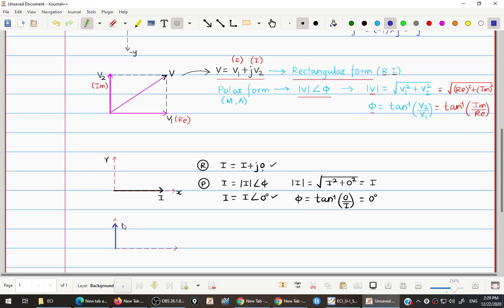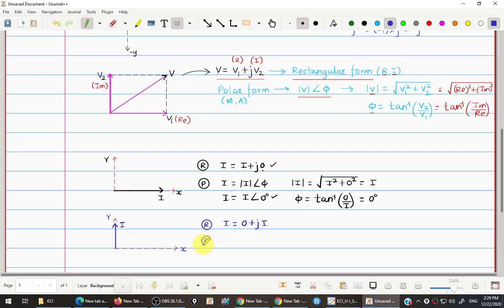So friends, suppose this is your current I and this current I is lying on the y-axis. Suppose the real part is absent. On the x-axis you have nothing, the real part is 0, and on the y-axis you have this current. First of all, we will represent this using rectangular form. In rectangular form, current is equal to real part, which is 0, plus j, which indicates the imaginary part. The imaginary part is always on the y-axis, and there you have I. So you write 0 plus jI. This is your rectangular form.